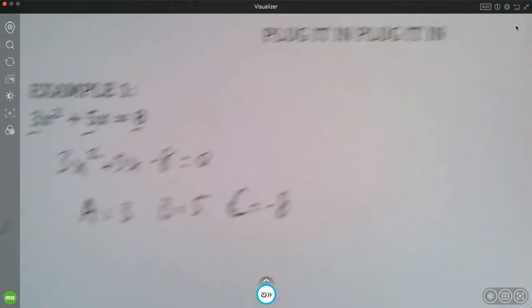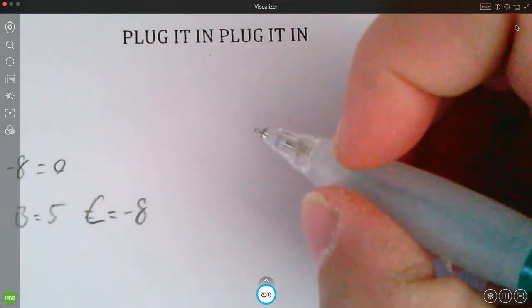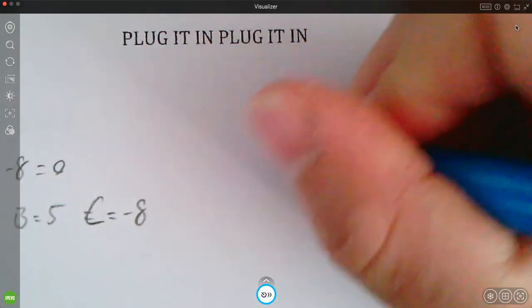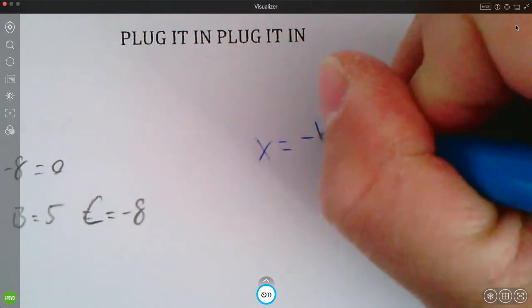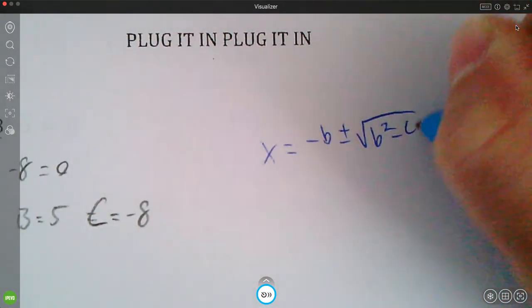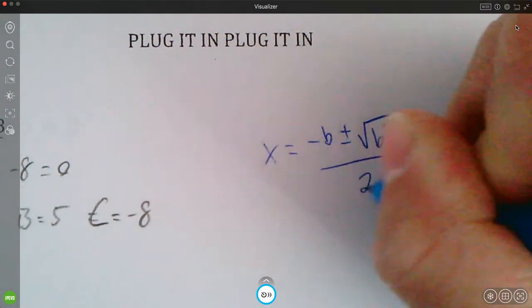All right, so just a little trip down memory lane from Friday. So let's fill that in here. Plug it in, plug it in. So let's see here. I was going to try to keep it all color coded, but I know I'm just going to do a bad job. So I'll write it out really quick. X equals negative b plus or minus the square root of b squared minus 4ac all over 2a.